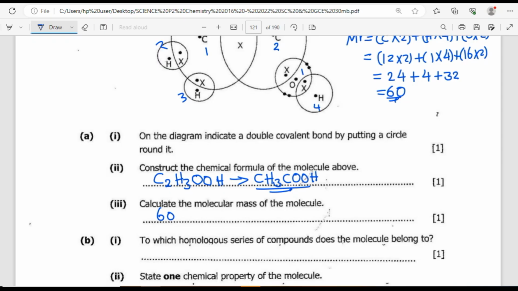Then, to which homologous series of compounds does the molecule belong? Whenever there is COOH, then it is a carboxylic acid.